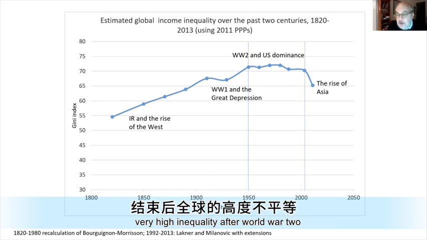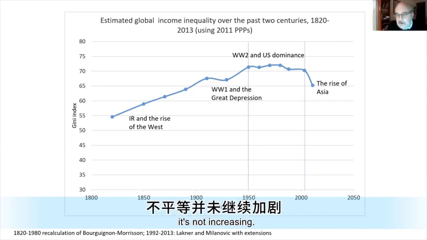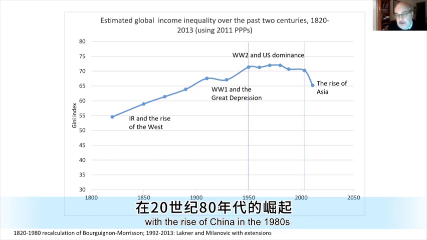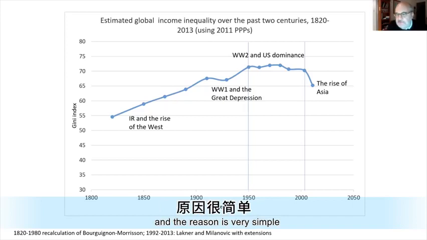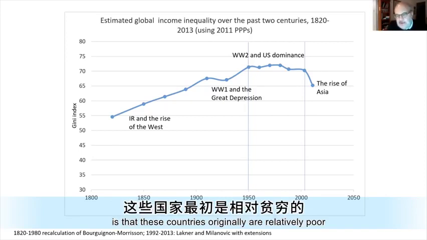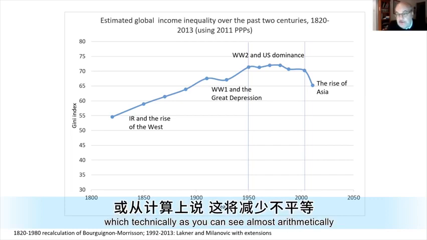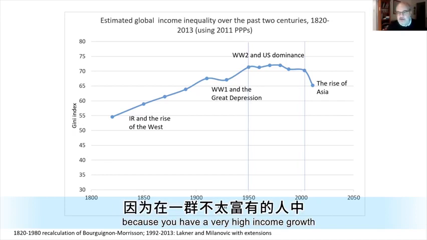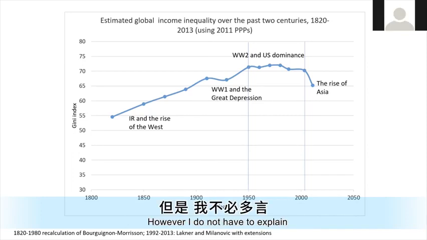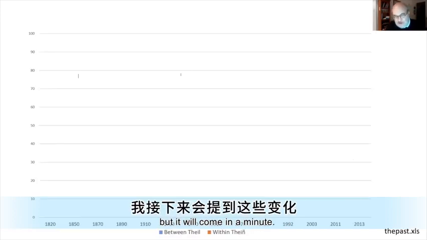Then we actually have very high inequality after World War II and the US dominant role in the world. The inequality is extremely high, but as you notice on that slide, it's not increasing. But then, with the rise of China in the 1980s, inequality starts declining. And the reason is very simple, and I really would like everybody to understand that. What happens with the rise of China, and India a little bit later, is that these countries originally are relatively poor, and then they grow very fast. And this is something which technically, almost arithmetically, is going to reduce inequality, because you have a very high income growth among people who are not very rich. And this is actually what is happening now. However, I will have to explain that in the most recent period, we have had some changes, especially in China's role, but it will come in a minute.